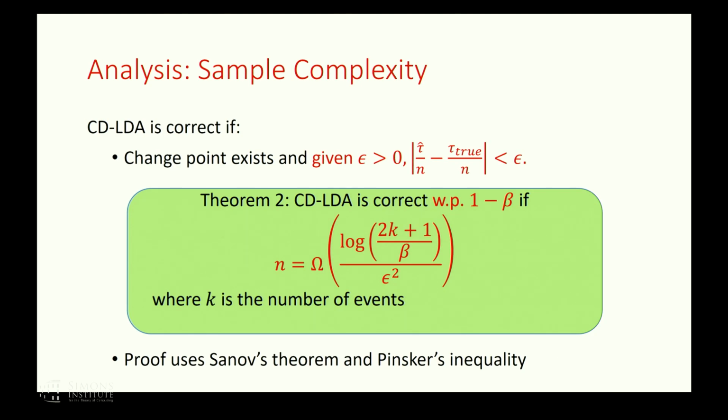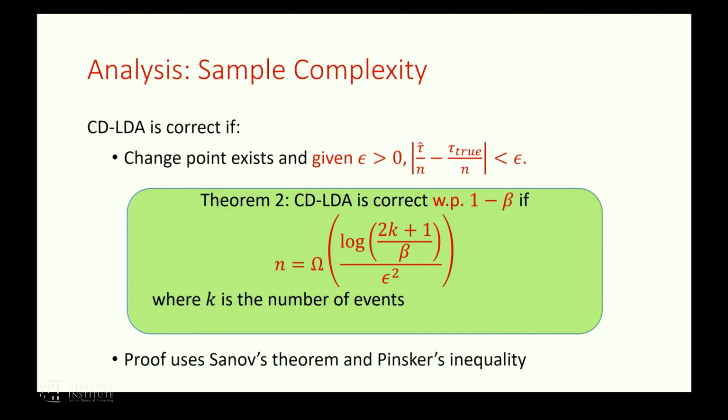The second result is a sample complexity result, which tells you how many samples you need to detect all the change points with probability greater than some 1 minus beta. This is actually relatively straightforward because essentially you're estimating a probability distribution. So the natural thing to do is use Sanov's theorem and then approximate the KL distance by Pinsker's inequality, and then you get this result. This is a relatively easy part. I think the consistency part is the harder part of the result.